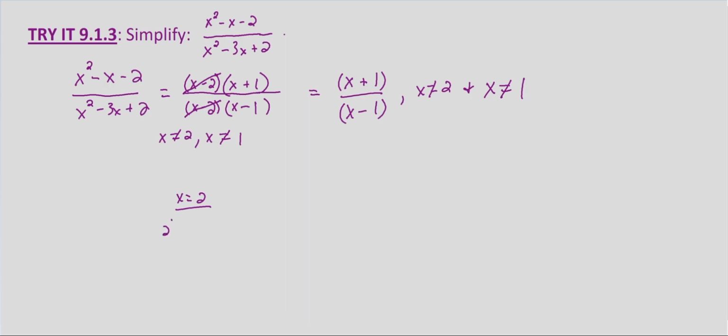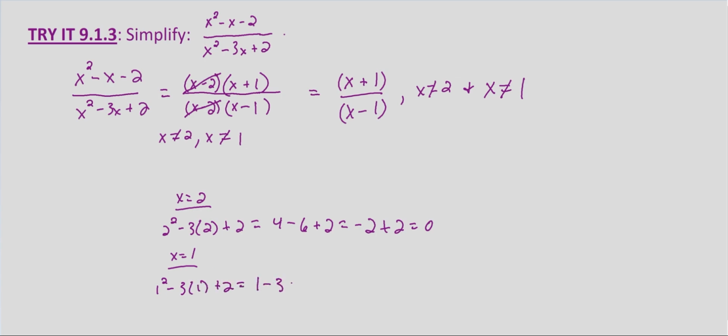So 2 squared minus 3 times 2 plus 2 equals 4 minus 6 plus 2, which equals -2 plus 2, which equals 0. And if x equals 1, we'd have 1 squared minus 3 times 1 plus 2, which equals 1 minus 3 plus 2, which equals -2 plus 2, which again equals 0. So that verifies that x can't equal 2 and x can't equal 1 because it would yield a denominator of 0.